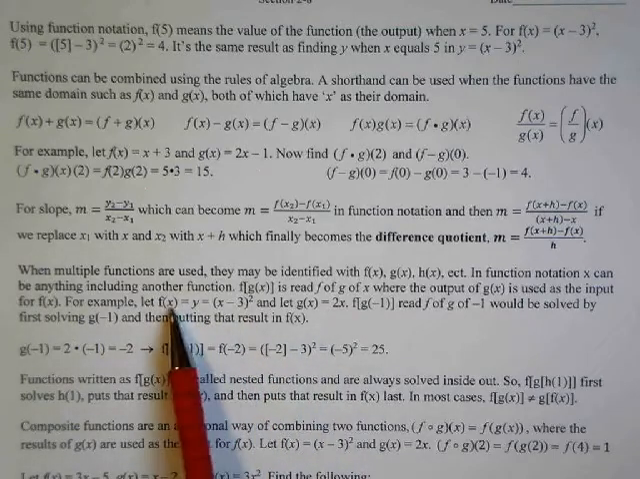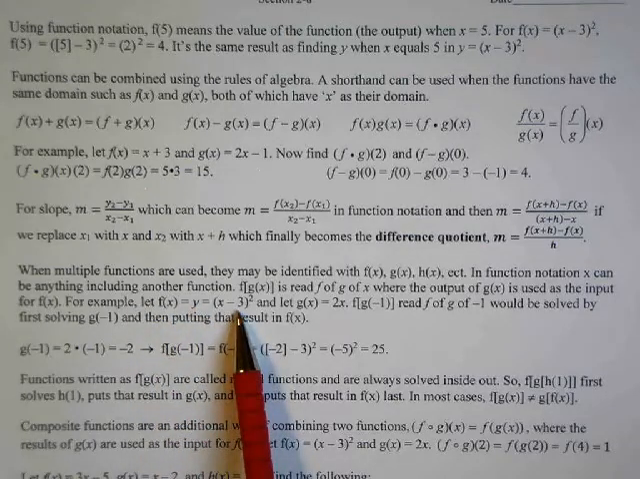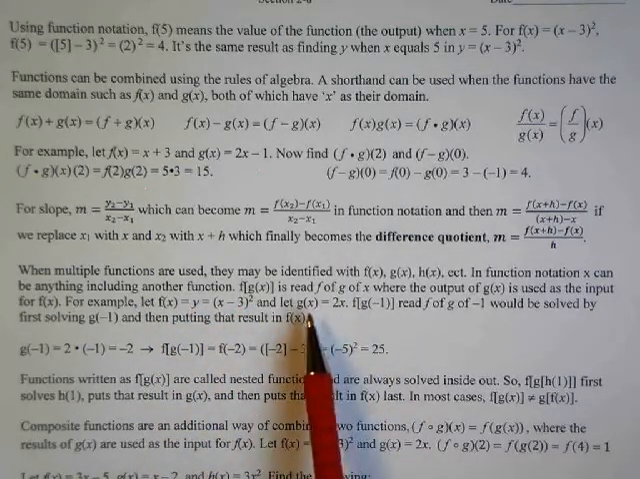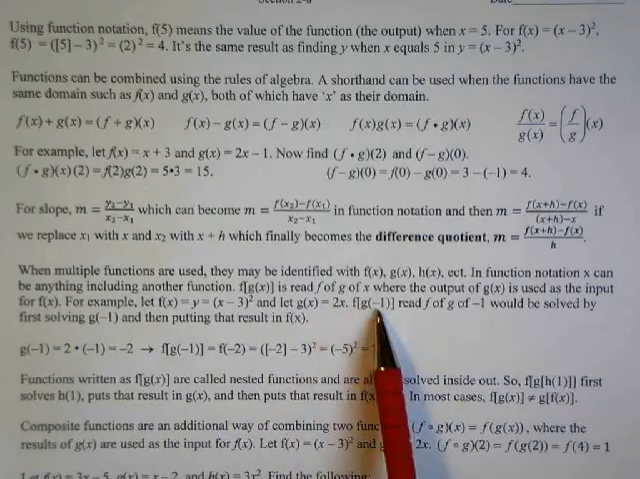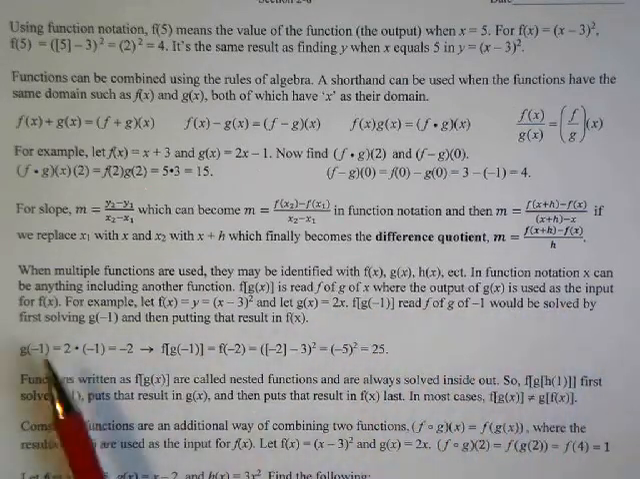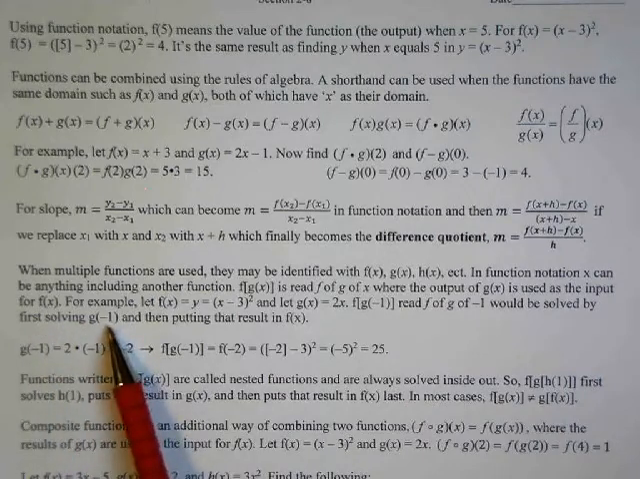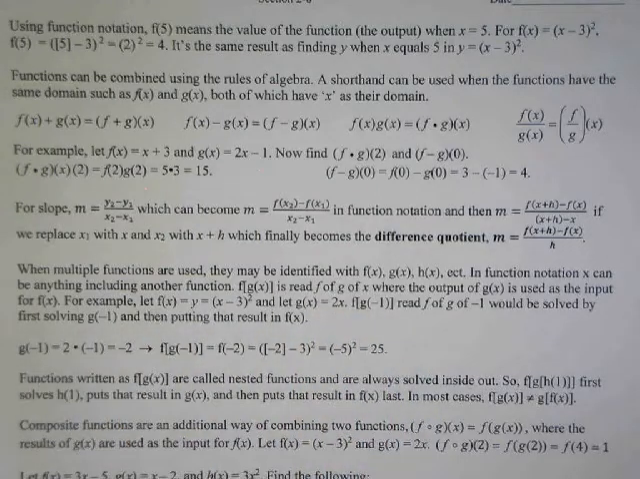So for instance, let's suppose that f of x, again, it's just another way of saying y, f of x equaled (x minus 3) squared, and g of x equals 2x. So f of g of negative 1 would be solved by first solving the g of negative 1. So we're going to put in negative 1 here, which would give us negative 2. And then that answer would be then put into the f function.